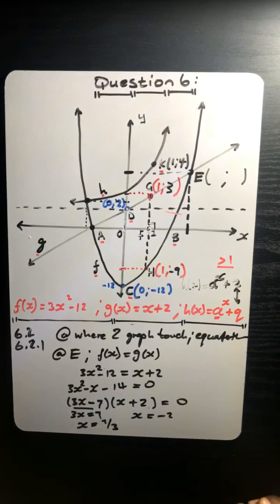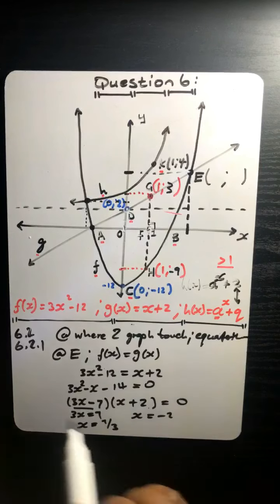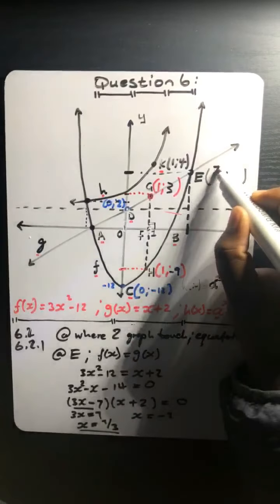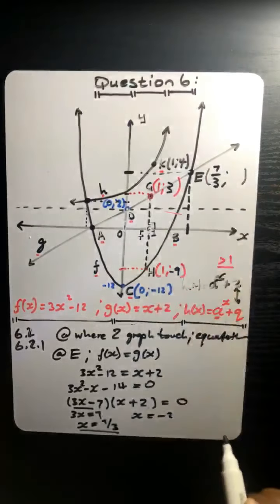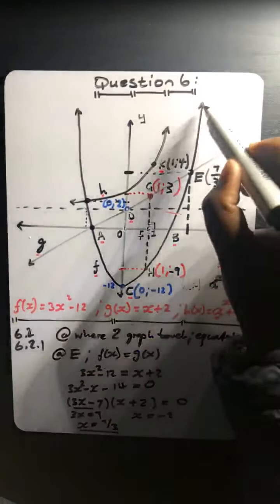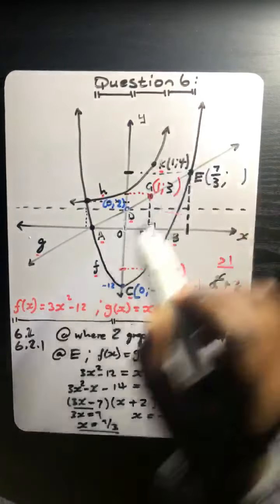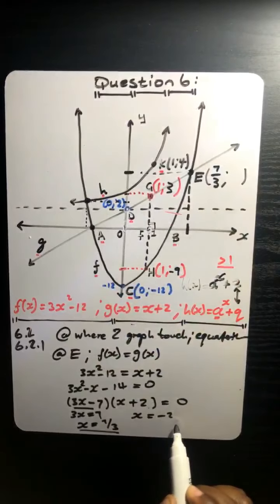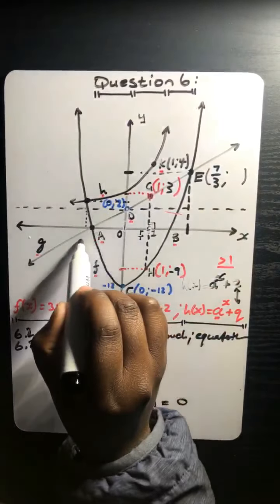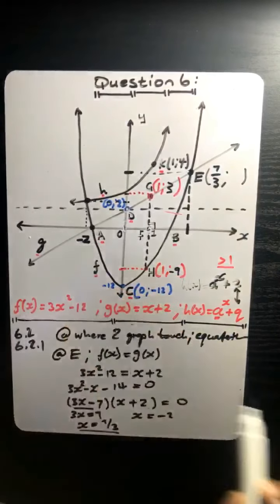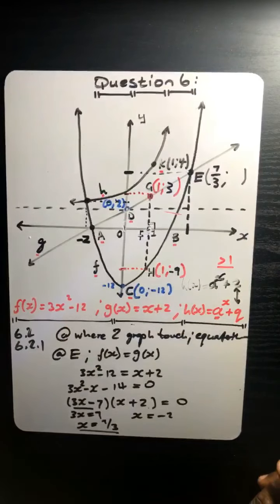But Lerato, I want you and everyone else to be aware that, of course, 7 over 3 is the correct x value at point E. But remember, we have 2 points, that one and this one. So this -2 is actually that one over there. I'm not sure if you guys understand that part.